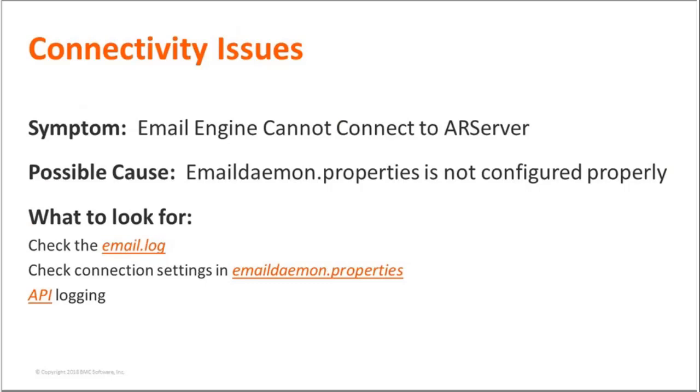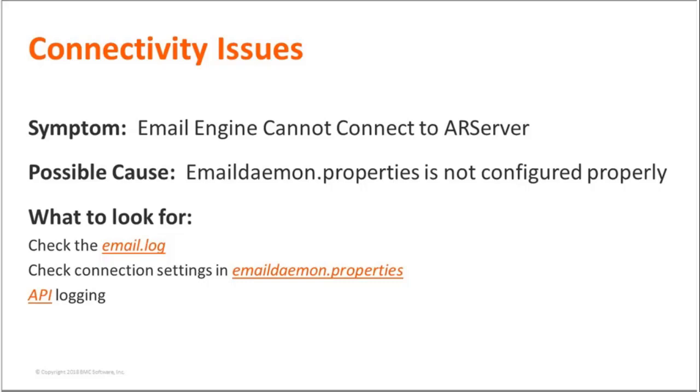Again, since the email engine connectivity to the AR server is primarily controlled by the configuration information in the emaildaemon.properties file, misconfiguration of this file would be the first thing to look at. It's typical that you may find this out if, after you've started the email engine and waited a while, you see that there are no emails processing. A quick check of the email log will help you determine this is due to the email engine being unable to connect to the AR server, since that's one of the first actions that is logged. We'll look more at what to look for in the logs and logging levels later.